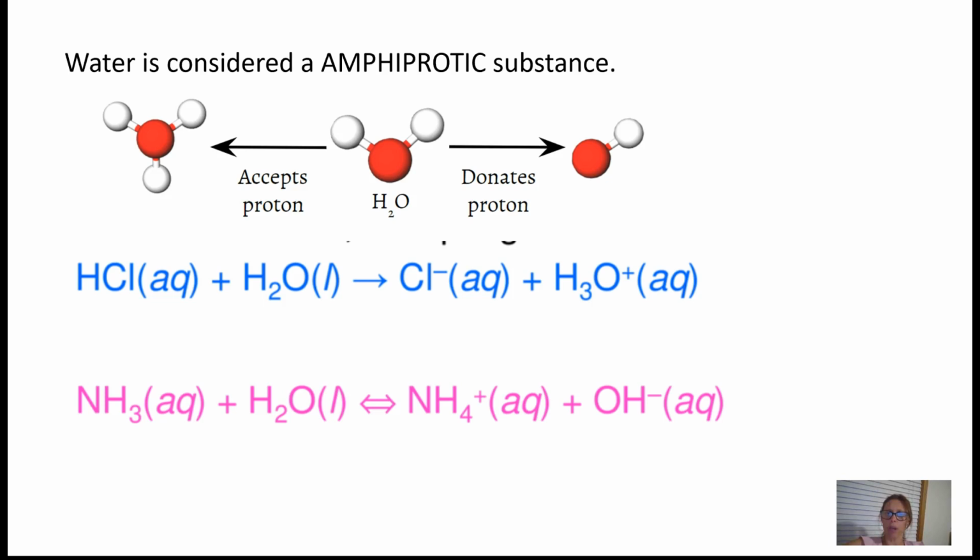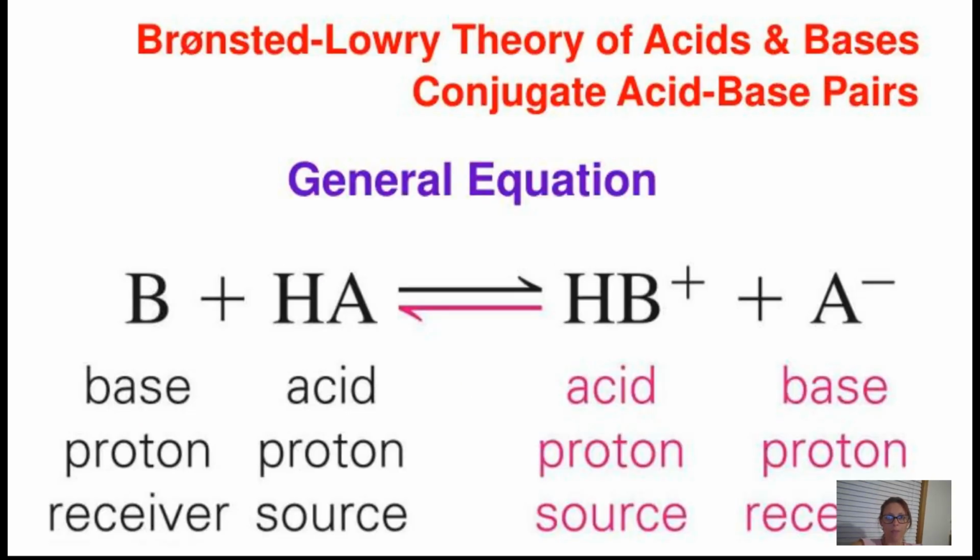You can see in the examples below where water is acting as a base in the first equation, where we've got hydrochloric acid plus water, and the hydrochloric acid is donating the hydrogen ion to the water. So the water is accepting that proton, in which case it is acting as a base because it's a proton acceptor. In the second example, however, ammonia is accepting the proton from the water, in which case water is now acting as an acid.